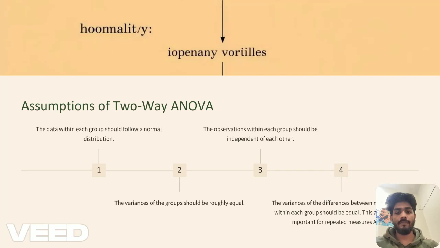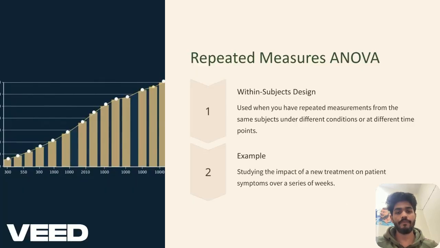Assumptions of two-way ANOVA. First, the data within each group should follow a normal distribution. Second, the observations within each group should be independent of each other. Third, the variance of groups should be roughly equal. And the fourth is that the variance of the differences between measurements within each group should be equal. This assumption is important for repeated measures ANOVA.